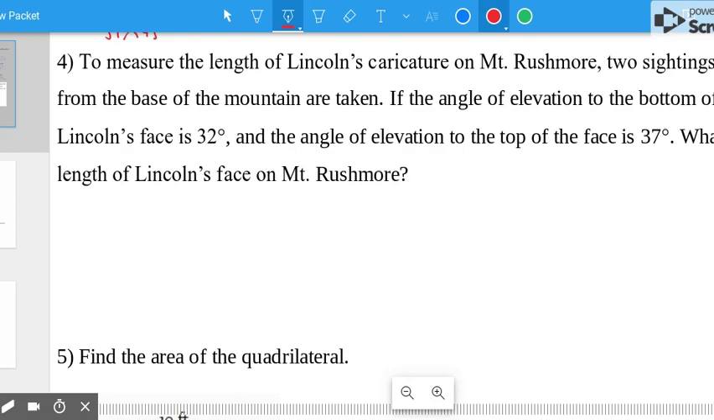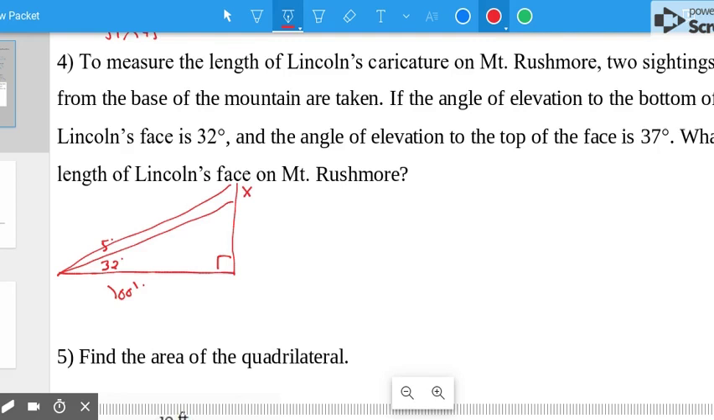So if we're standing over here, let's make that our 700 feet. And this is Mount Rushmore. So there's our right angle. So we can use right angle trig. And then we've got the lines to the top of his face as well as to the bottom of his face. And what they told us is the bottom is 32 degrees, and to the top is 37. I'm going to put a little 5-degree measure here because we don't really have a ton of room. And we're trying to find the length of the face, so really just this little itty-bitty distance at the top.